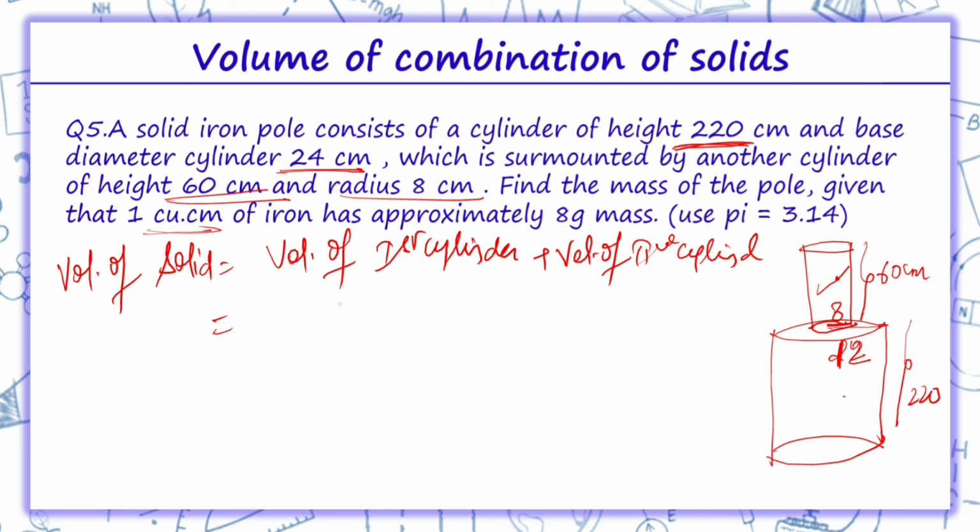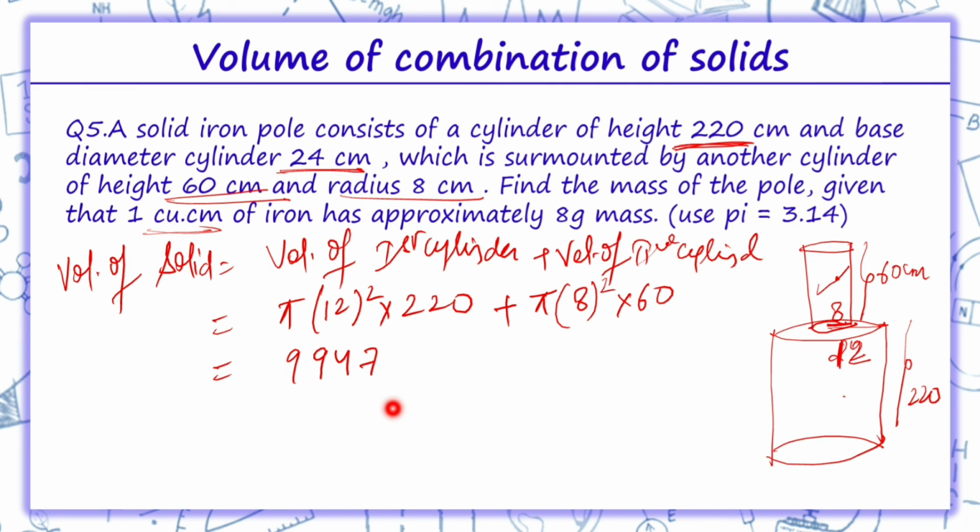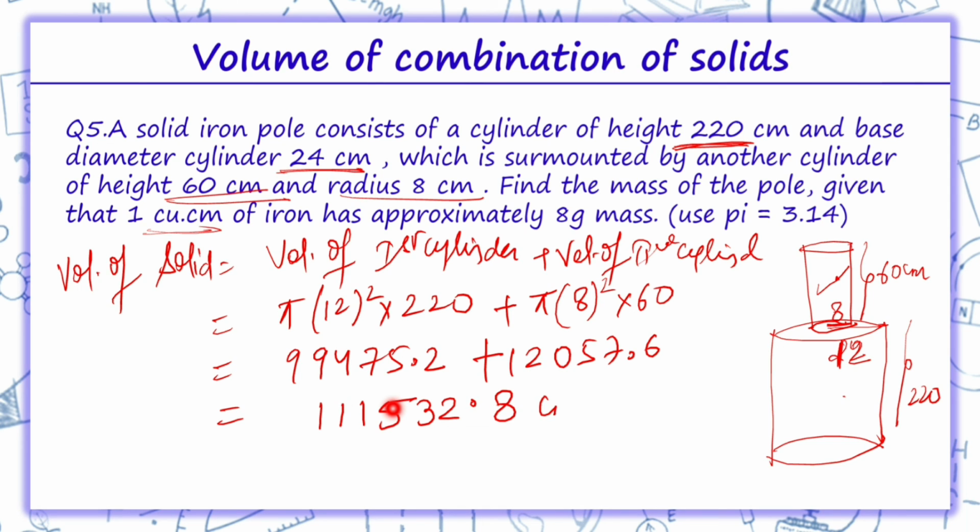Thus, it will be pi r square h plus pi r square h. So for the first cylinder, it will be pi into r is 12 square into h is 220 plus pi, here r is 8 square into 60. Thus, when we solve it, we'll get 99,475.2 plus here we'll get 12,057.6. On adding it, we'll get 111,532.8 centimeter cube.